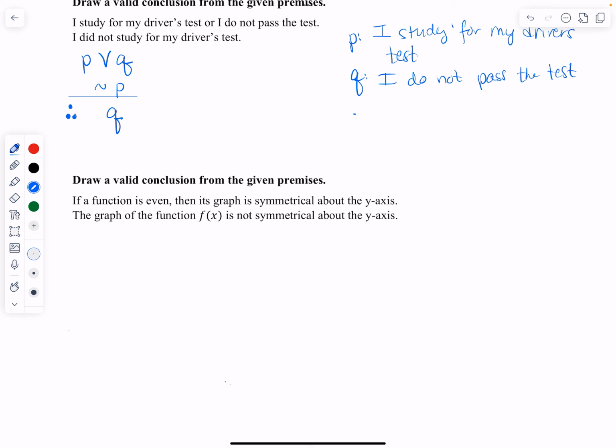So I have to write down Q. I write down the word therefore, because I'm letting everybody know that's my conclusion. I did not pass the test, would be the conclusion. Okay. And we have another one.